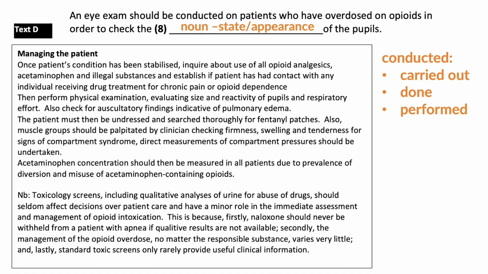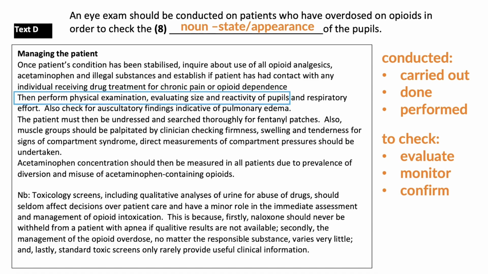So instead of saying an eye exam should be conducted, the text might say carried out or done or performed. Instead of saying to check the something of the pupils, it might be to evaluate, to monitor, or even to confirm. Now we're prepared for synonyms. We're going to scan the text and see if we can find the answer. Have a go at that now, pause the video, and then continue when you're ready.